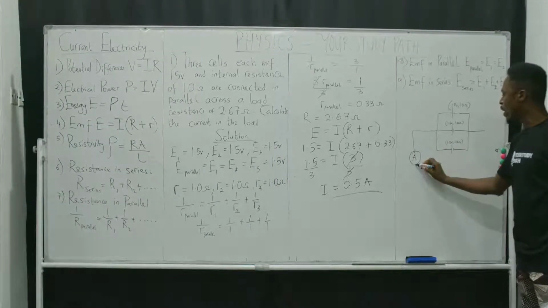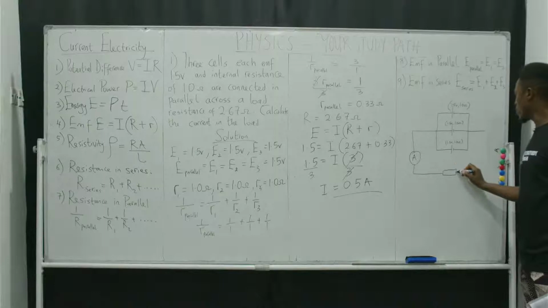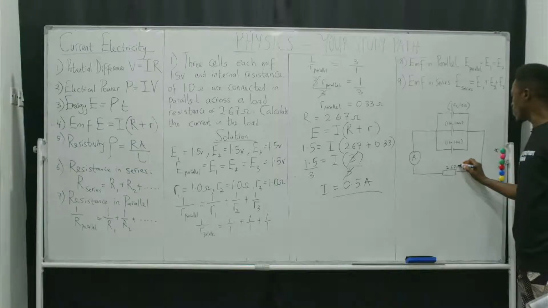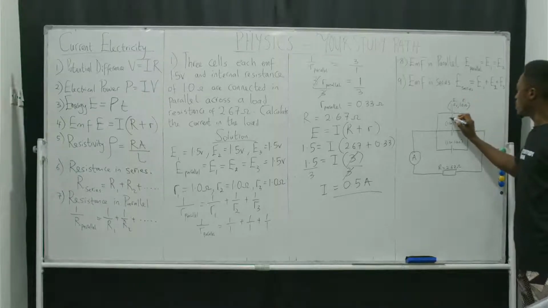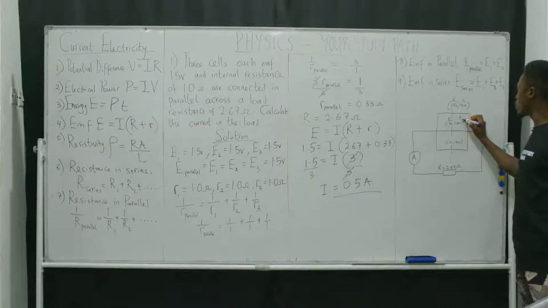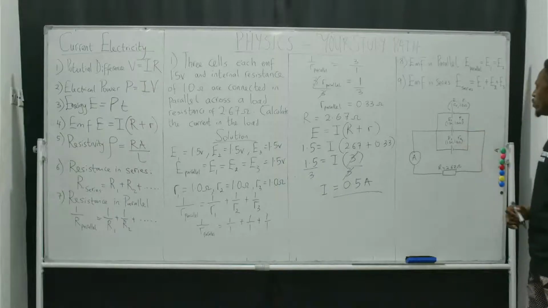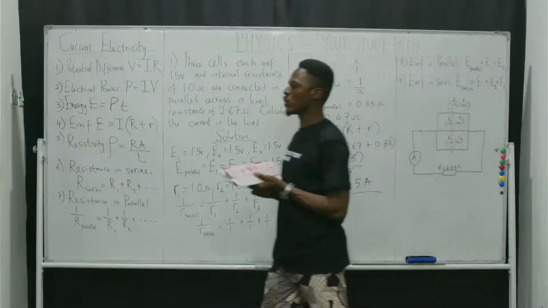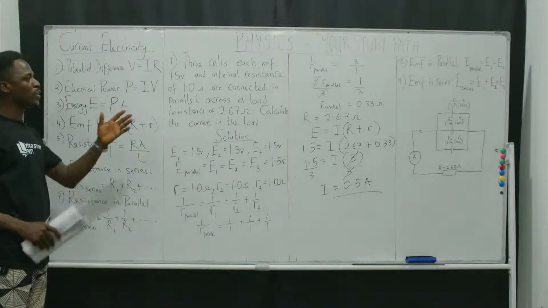Here we have our ammeter reading, then we have our resistor connection, where this will be 2.67 ohms. This is our big R. This is our E1 with respect to R1, this is E2 with respect to R2, and this is E3 with respect to R3. So this is how the arrangement of such circuits is going to look like. Know how to pick your values from the circuit.